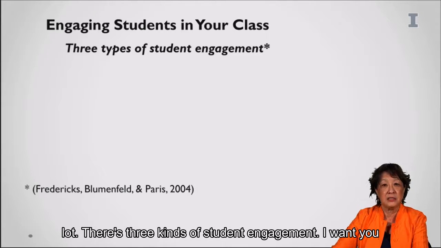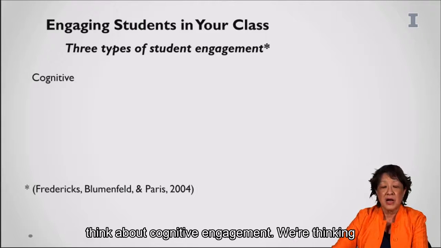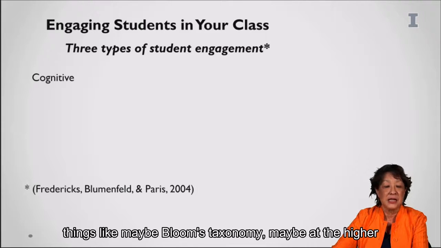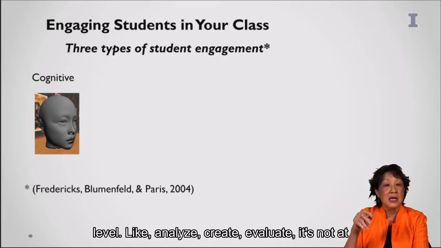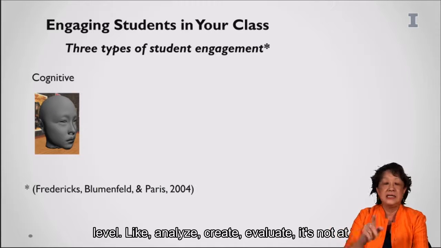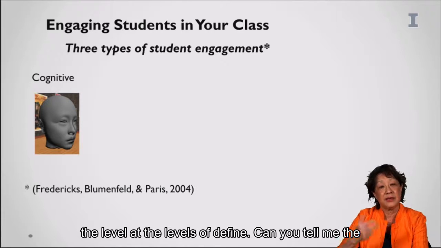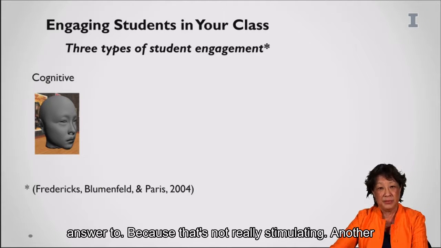There's 3 kinds of student engagement. I want you to take note of this. The first one is called cognitive. And when we think about cognitive engagement, we're thinking things like maybe in Bloom's taxonomy, maybe at the higher level, like analyze, create, evaluate. It's not at the levels of define. Can you tell me the answer to? Because that's not really stimulating.